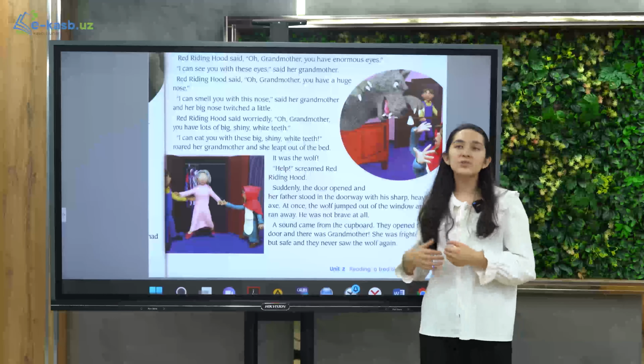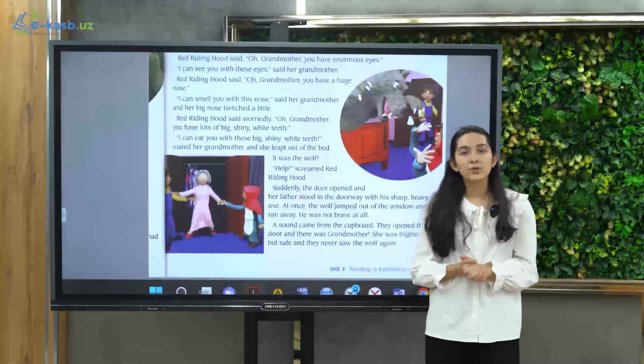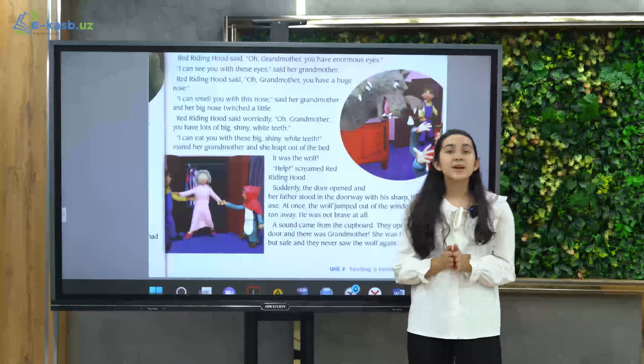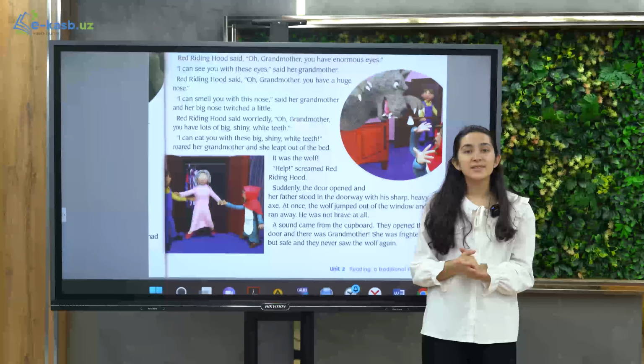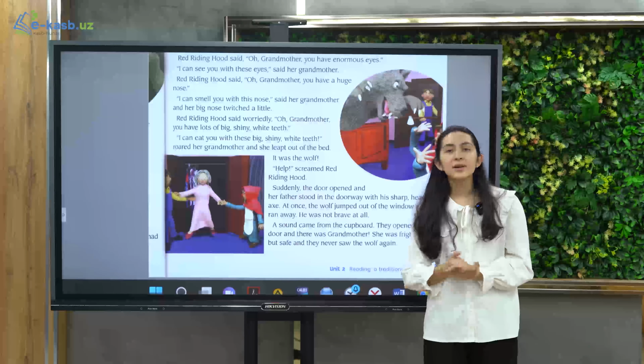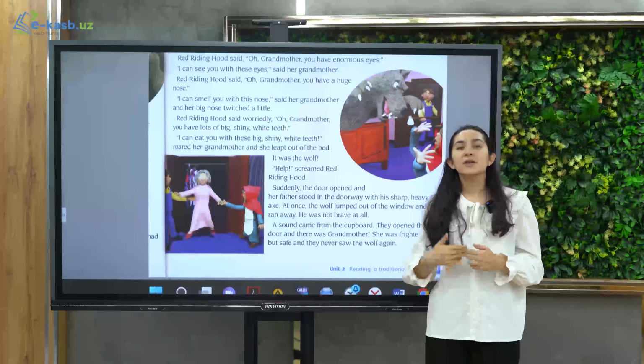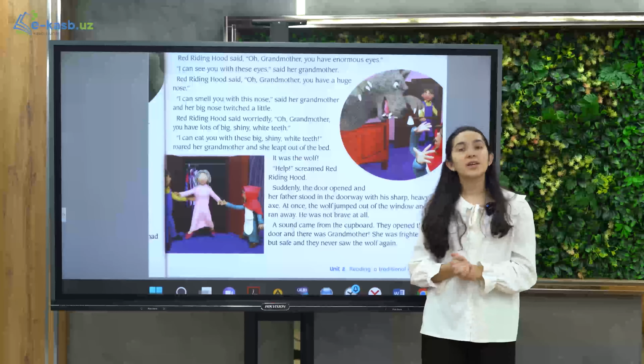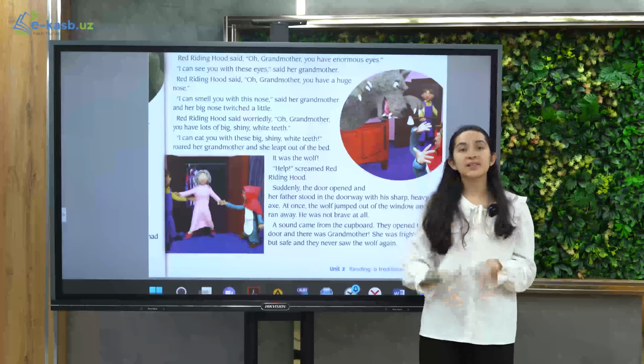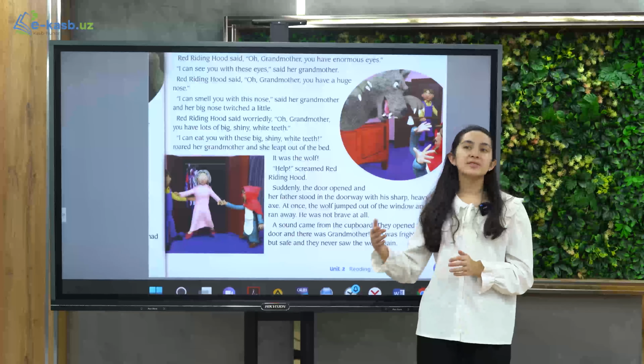Suddenly, the door opened, and her father stood in the doorway with his sharp, heavy axe. Axe, this is a big instrument that people use to cut trees.